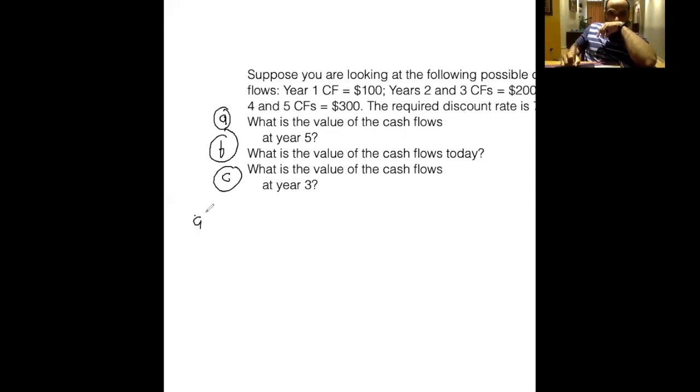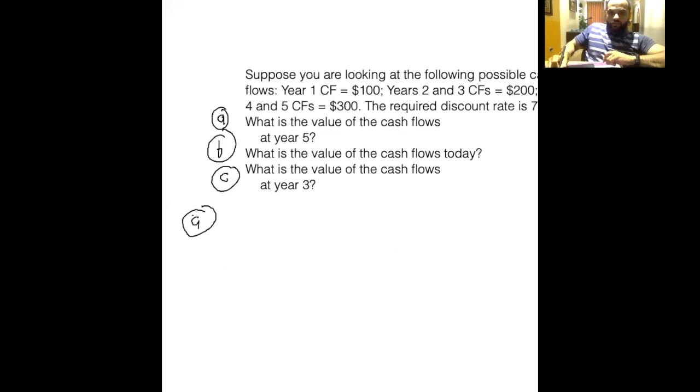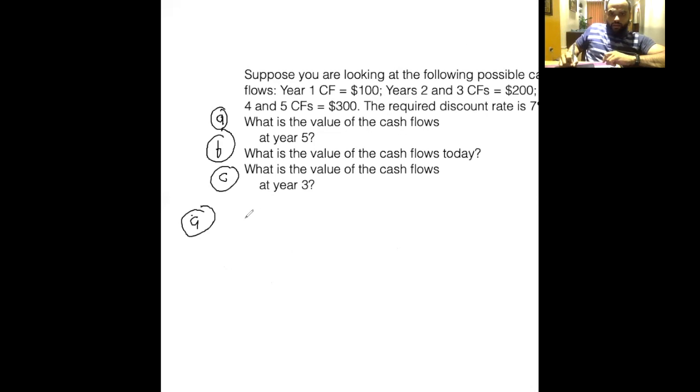Let's start with A, which is to calculate the value of cash flows at year five. So let me write down the cash flows. Cash flows are 100, 200 for years 2 and 3, 300, 300, and yes, only 5 years: 1, 2, 3, 4, and 5.